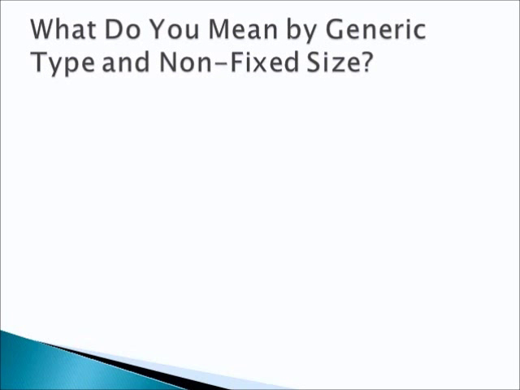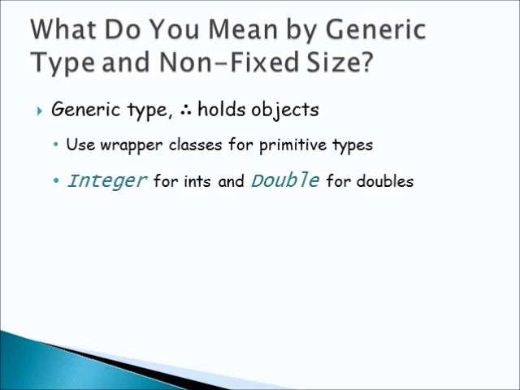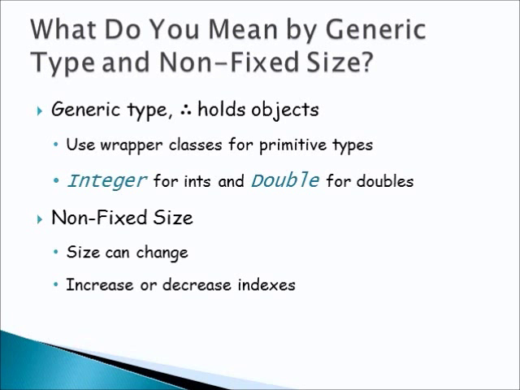ArrayLists are generic types. They hold objects, and therefore you must use wrapper classes when instantiating them to hold primitive types. For example, Integer for ints and Double for doubles. In terms of their size, ArrayLists can grow and shrink at your command, and the indexes can change as well.